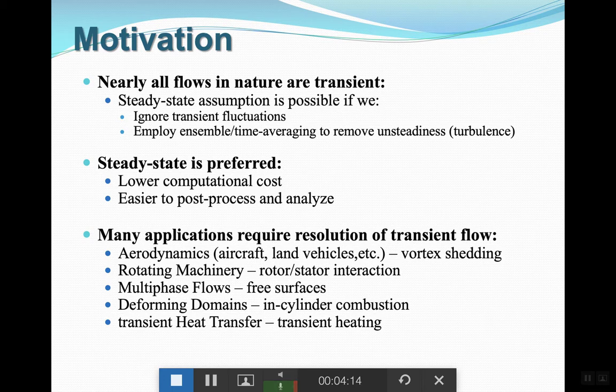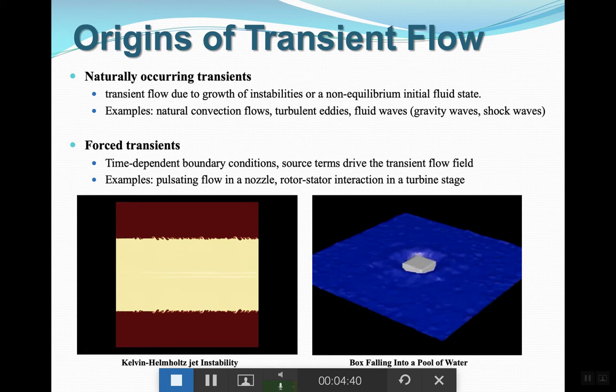So multi-phase flows, especially free surface flows, are inherently transient flows. We have deforming domains like a cylinder in combustion. If you have seen an internal combustion engine, when the explosion happens inside the cylinder, the whole phenomena is transient. Or transient heat transfer, and many other examples that basically you require to perform transient simulation. So let's look at some examples here.